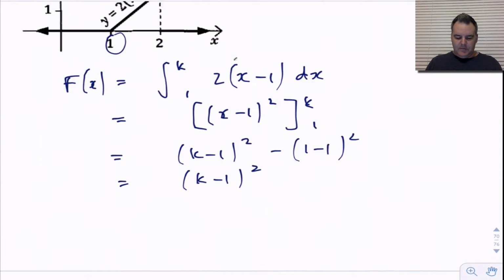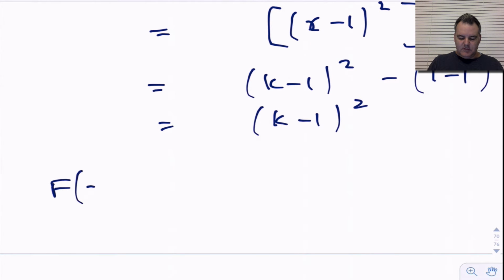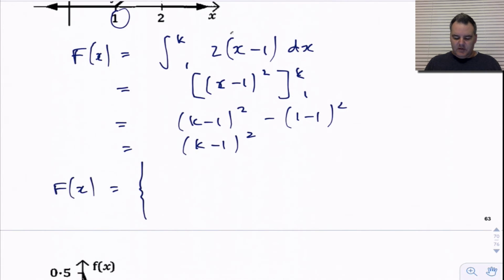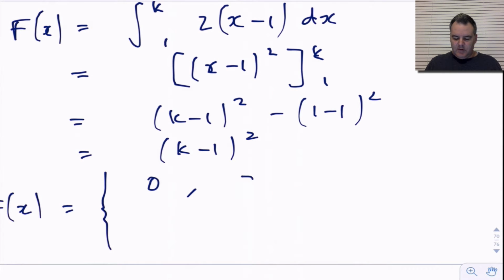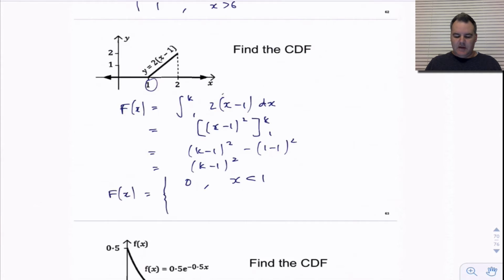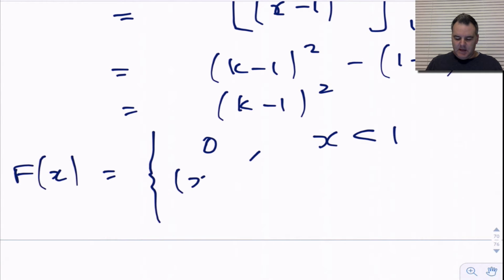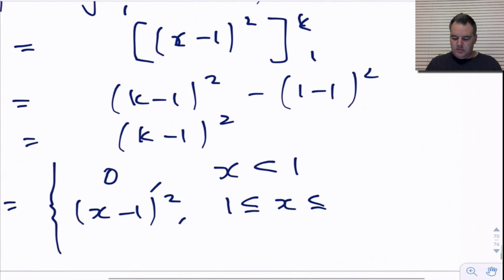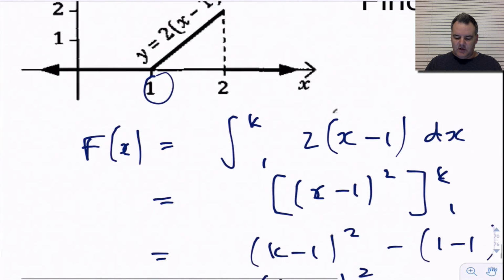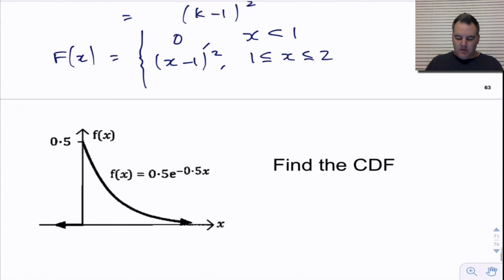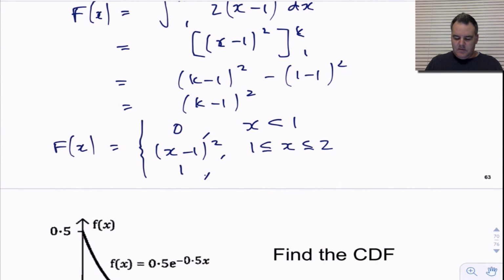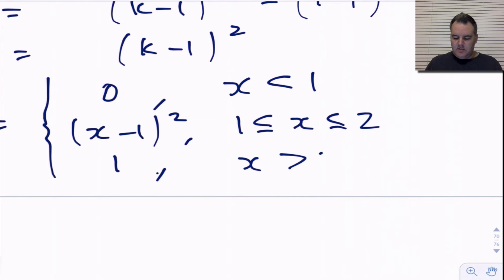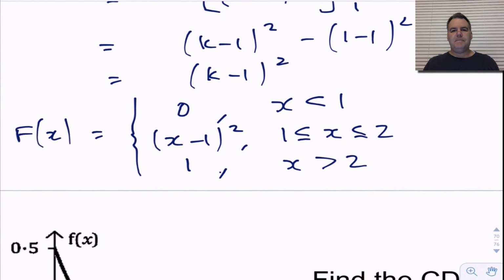So let's formally define f of x for all our x values. Again, it's going to be in 3 parts. It's going to be 0 for x values less than 1. It's going to be x minus 1 squared for x values between 1 and 2. Okay, that's the limits of this function here, 1 and 2. And then it's going to be 1 for x values bigger than 2. Okay, there's the definition for that one.